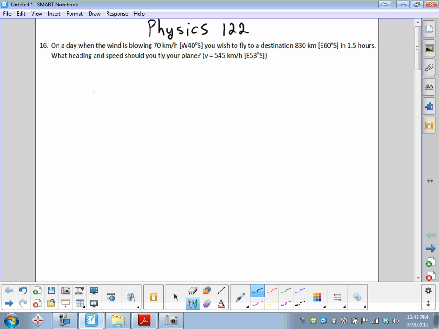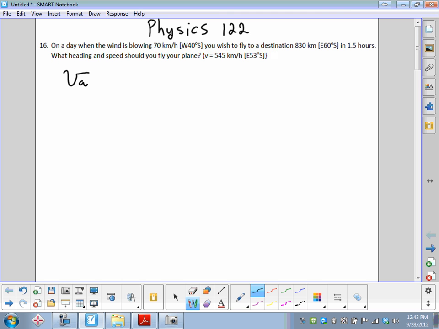That's just a long way of saying what velocity should your plane have. This question is a little bit different. You're given a wind velocity and you're given a destination in terms of a displacement. So you've got to make those units the same. You can't do vector calculation with those different units. Because you're given the time, you can divide the displacement by time, and that gives you the average velocity that you need your plane to have. So that's kind of the first thing that I'm going to do here.